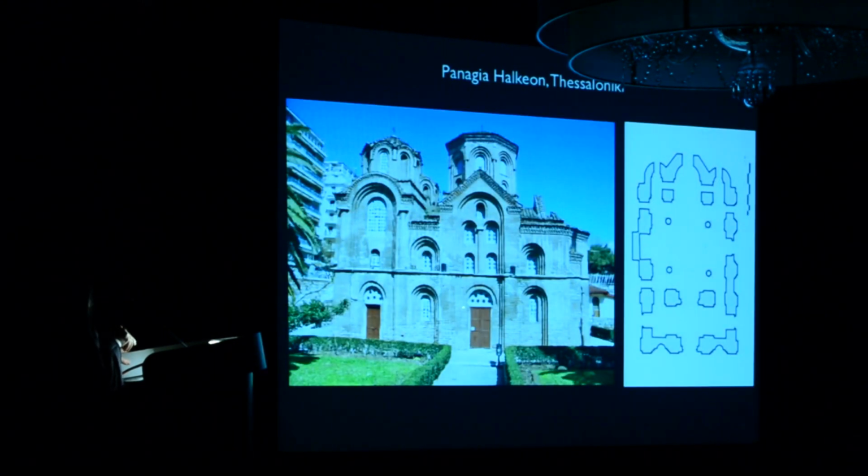This is the Panagia Chalkeon in Thessaloniki. It's called Panagia Chalkeon because in this street there were shops selling bronze and copper items. Chalkos means bronze. So it was Panagia Chalkeon, because today you see the high-rising buildings around it.